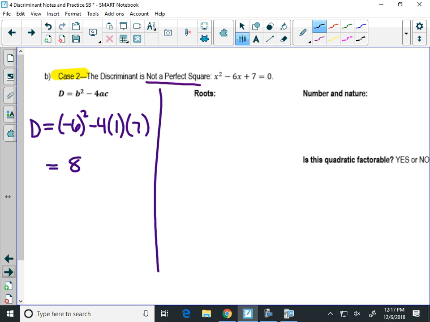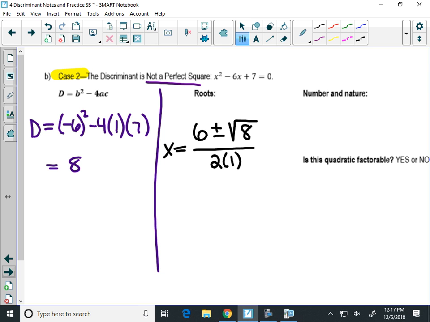So let's calculate. We have x equals, we're going to use our quadratic formula again. What's the opposite of b here? Positive 6 plus or minus the square root of 8. We already calculated that value. Over 2 times 1. So when I look at that, I have to think, can I simplify the square root of 8 at all? Yes, I can.